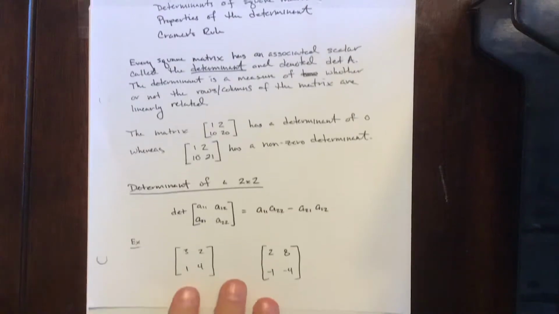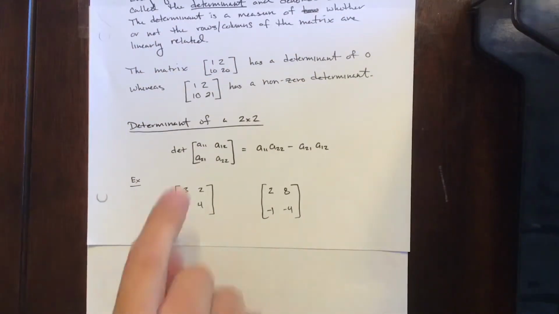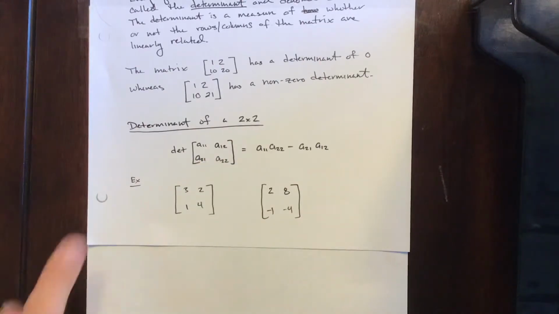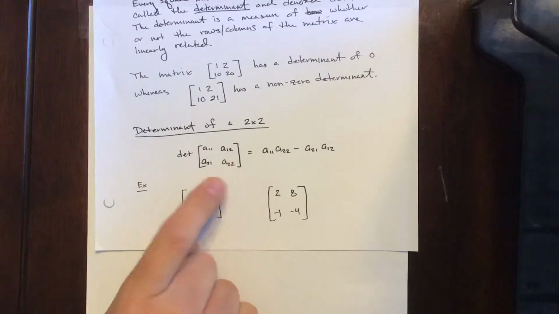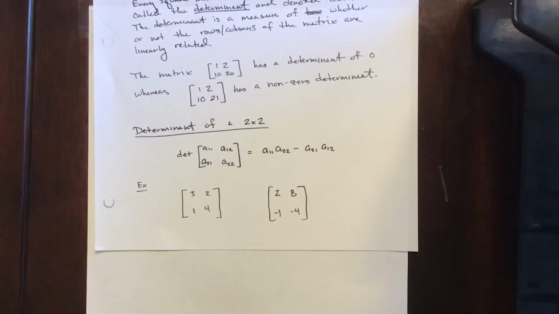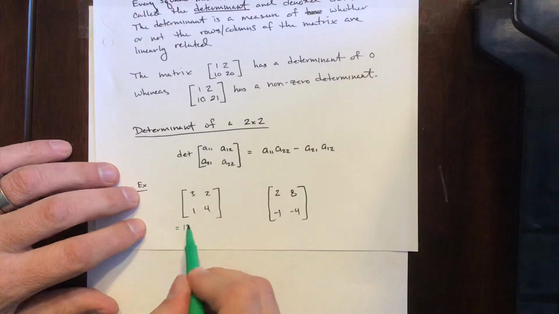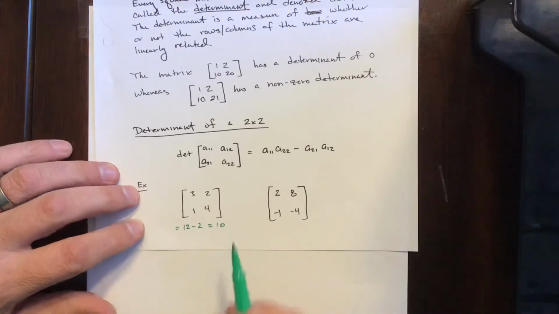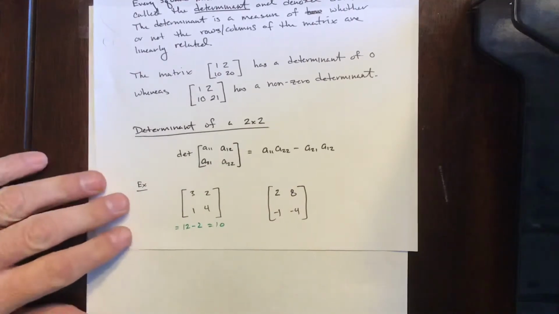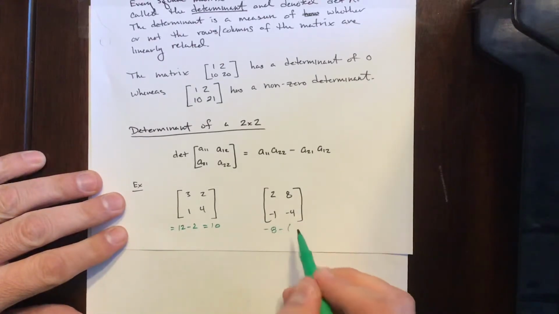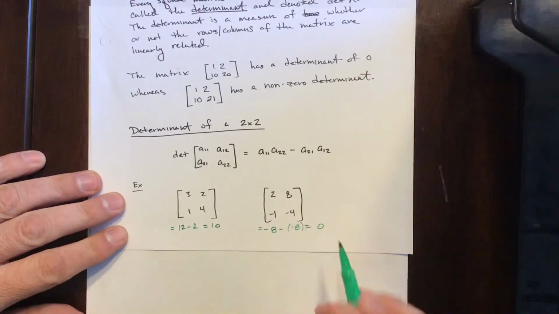So what is the determinant of a 2 by 2 matrix? You take the product of the diagonal, subtract off the product of the off diagonal. So A11 times A22 minus A21 times A12. So if we're going to take the determinant of 3, 2, 1, 4, that's 12 minus 2, which is 10. If we were to take the determinant of 2, 8, negative 1, negative 4, we would get minus 8 minus a negative 8, and that is 0.